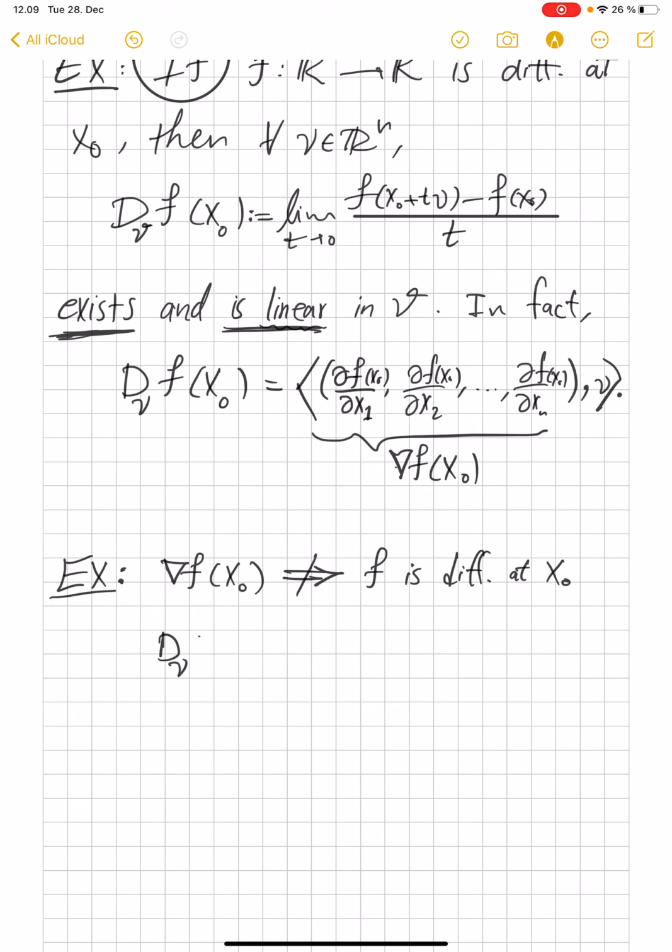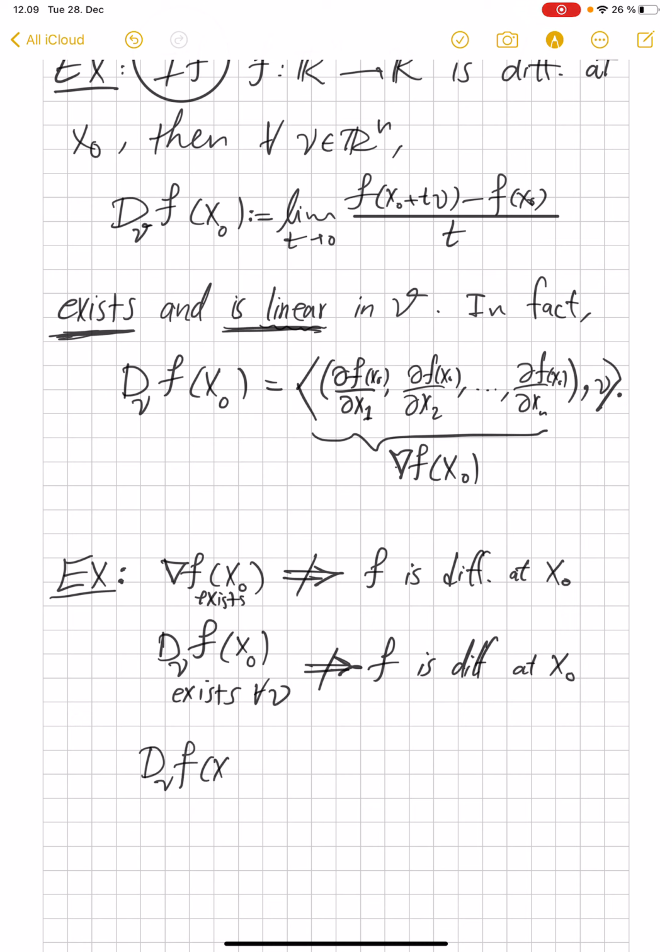If directional derivatives, because this is only in n directions, what if all of these exist for every v? That even is not enough to say that f is differentiable at x0. What if we know that the derivative of f at x0 exists and is linear? Is this enough? Unfortunately not. It does not imply that f is differentiable at x0.